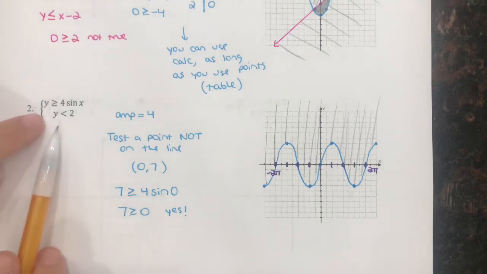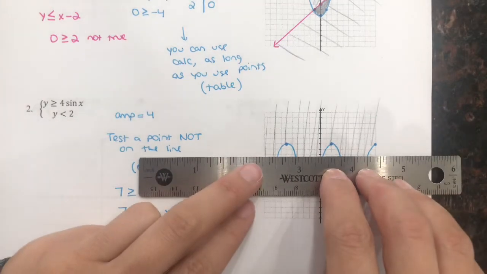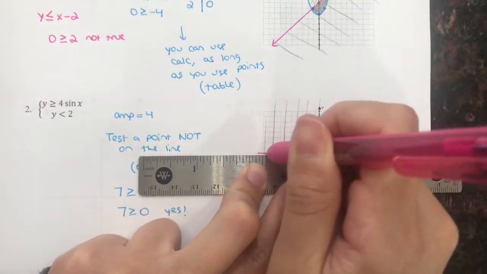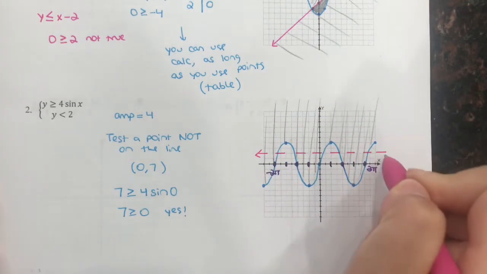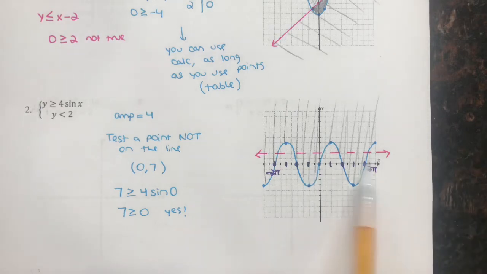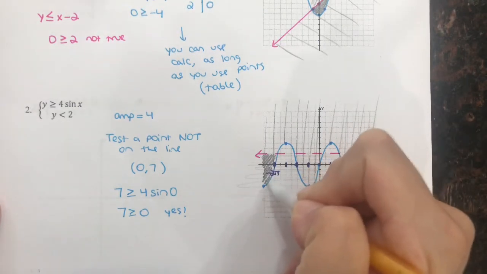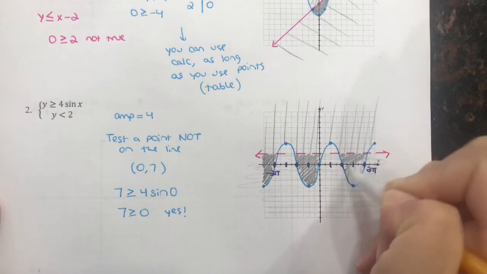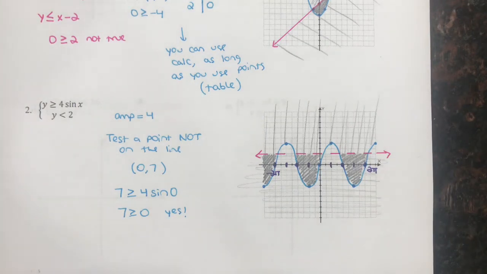Now our second inequality is a horizontal line. y is less than 2. So let's see, 1, 2. We're going to have a dotted horizontal line. Less than means we're shading below. So I'm going to just lightly shade below. And you can see that the overlapping region is in these little dips. So we have multiple sections here, and they would go on forever.